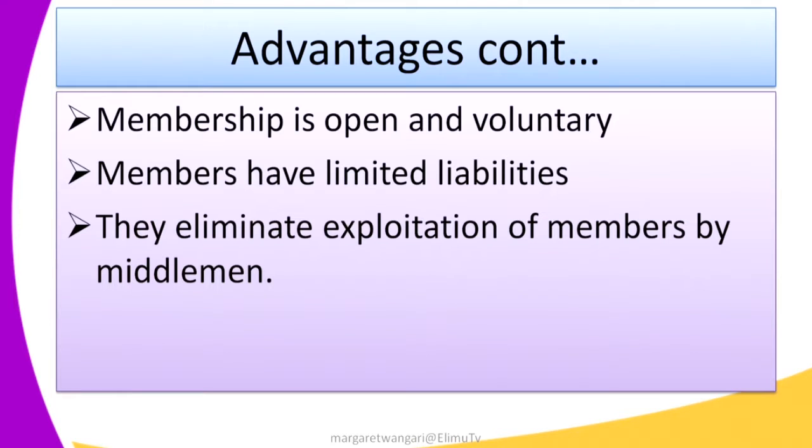The other advantage is that they eliminate exploitation of members by middlemen. When middlemen come in, what happens is that the end product becomes a bit expensive, and the final consumer has to purchase the product at a higher price. But cooperatives do eliminate them. Remember, we said, for instance, consumer cooperatives buy goods directly from the producers. Then they sell them directly to the members and the other consumers who are non-members. So there are no middlemen.